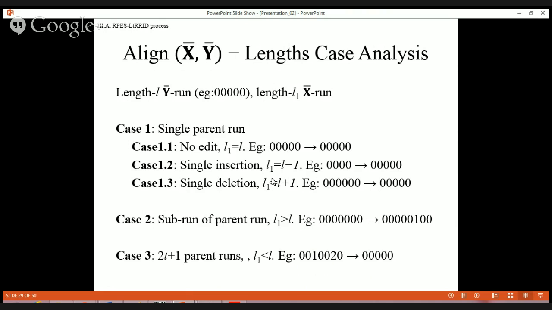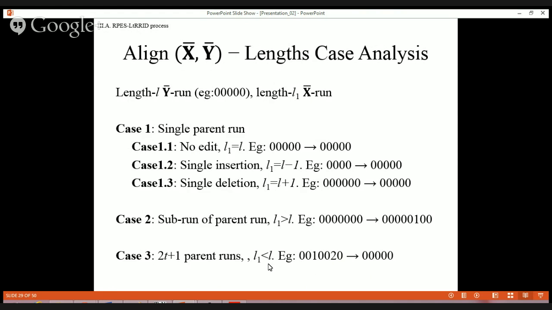In these 5 cases, the lengths of the X run to be matched are almost all different, except 2 cases. In case 1.2, L1 equals L minus 1. In case 3, L1 can also equal L minus 1. In case 2, it's a single insertion.